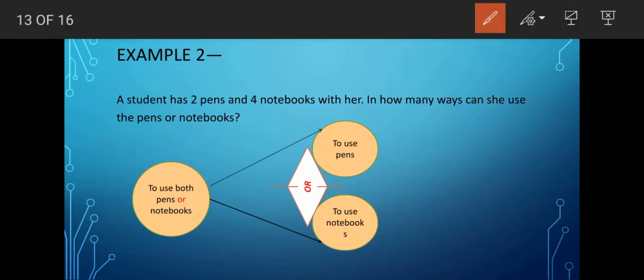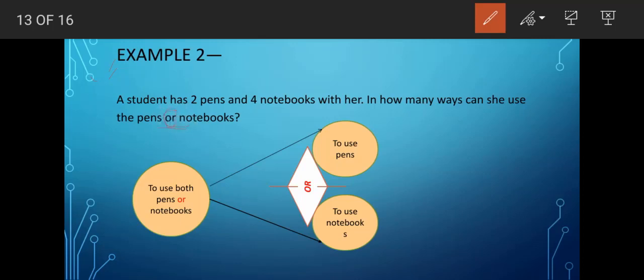Let's come to the next example. Again, this example 2 is also similar to example 2 under the fundamental principle of multiplication. The same question I am taking here, just with a difference. Let us see the difference here. A student has 2 pens and 4 notebooks with her. In how many ways can she use the pens or notebooks? So here in this case, again we are getting the term "or".